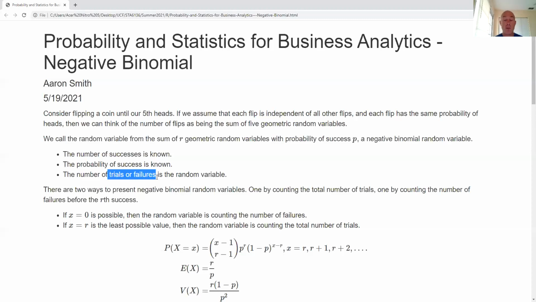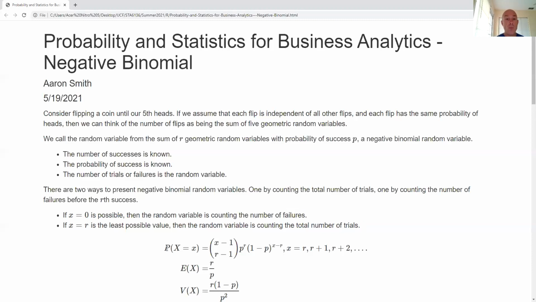It was very confusing. So when you look at it, if you see that 0 is a possible value of a random variable, you immediately know that in that presentation it's counting the number of failures. If you see that the smallest possible value is equal to the number of successes, then you immediately know that it's counting the total number of trials in that presentation. And this is the one that we're going to use in this video.